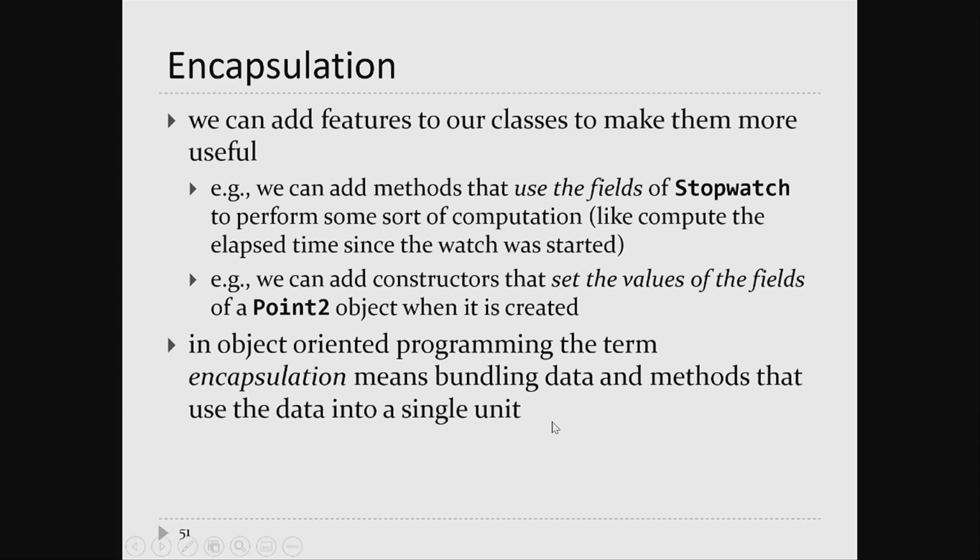So in object-oriented programming, the term encapsulation, which we just talked about a little while ago, what does it mean? It really means bundling data and methods that use the data into a single unit. Often the units in Java are classes. So every class has information in the form of fields. It's got behavior in the form of methods. And those are all grouped together in one place called the class.